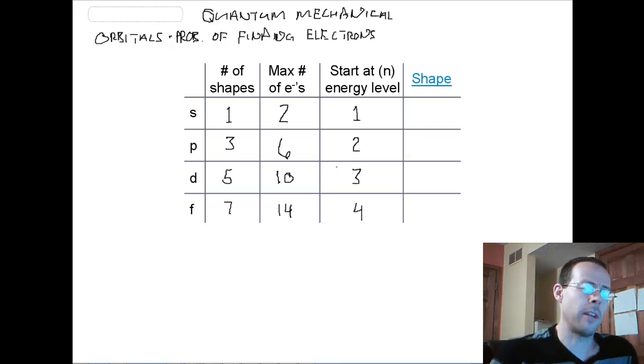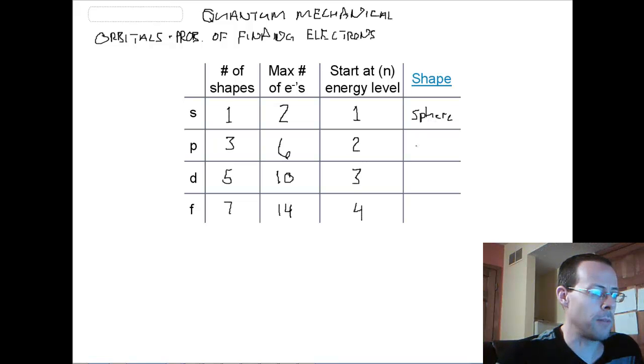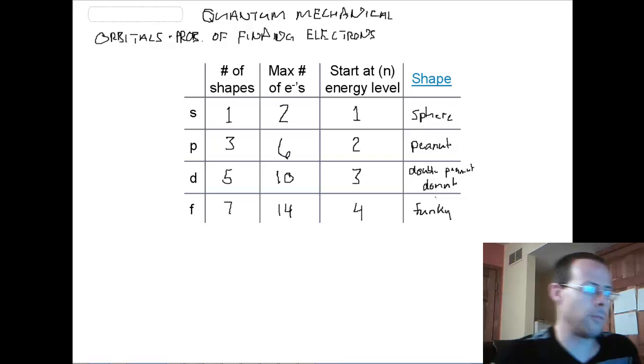Alright, so the next thing we're talking about is their shape in 3 dimensions. S's, we're going to think of them as being spheres. So S starts with sphere, or sphere starts with S. That's the easiest way to remember it. P's typically have some kind of peanut shape. D's have kind of a double peanut or a donut shape. And then F's just have these crazy, funky shapes that you don't need to know about. But those are the shapes in 3 dimensions that these specific orbitals have.